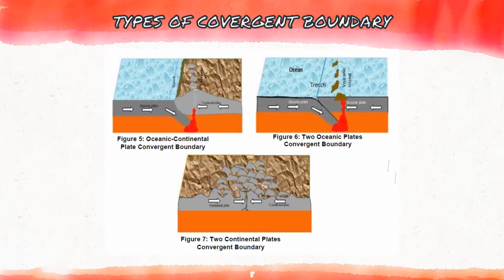Here are the illustrations of the different types of convergent boundary. As you can see, there could be an interaction or convergence between an oceanic crust and continental crust. In figure number 6, you can see that there could be an interaction between two oceanic plates. While in figure number 7, we can see that there could be an interaction between two continental plates. So these three are the examples of convergent boundary.